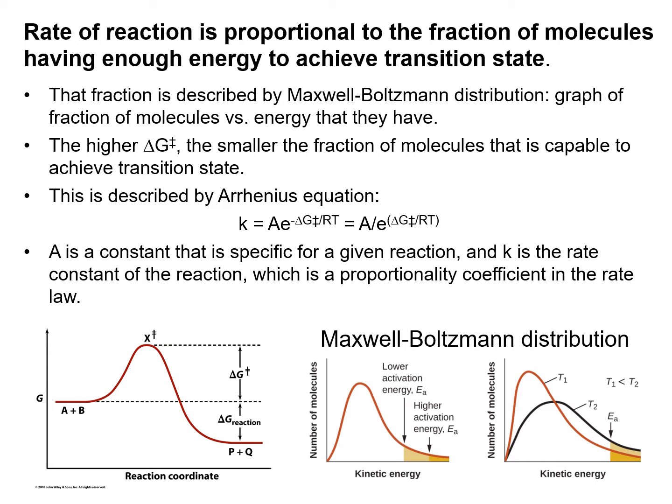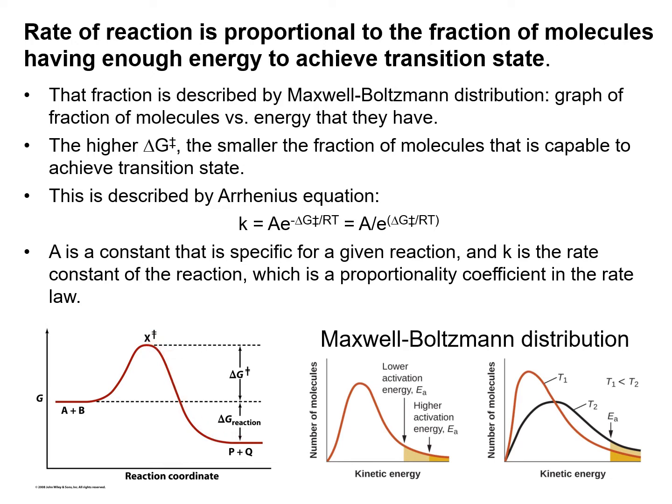Also, this Maxwell-Boltzmann distribution changes depending on the temperature. For example, at higher temperature, it shifts rightward, so naturally there is a bigger population that will have the same or above a certain kinetic energy. So at higher temperature, you can think that there is a larger fraction of the reactants that can move to the transition state for the further process of this reaction.